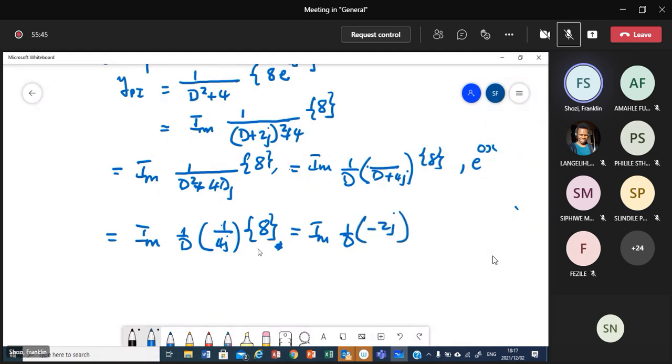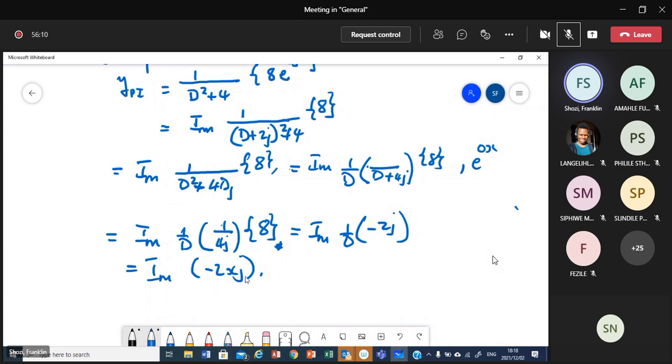I've rationalized at the same time. This is 8 over 4j, right? 8 over 4 is what? It's 2. Now I'm left with 1 over j. If I rationalize 1 over j, I'm getting minus j. I've done 2 things in one step. So that is I am 1 over d, means integrate that. That is what? Minus 2xj or jx, if I integrate that.